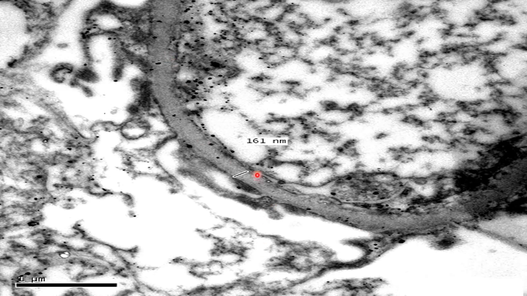Now this is what the EM is going to look like. This is just a very thin basement membrane, but it's not disrupted like that Alport's one was. Okay, it's pretty decent looking thing.